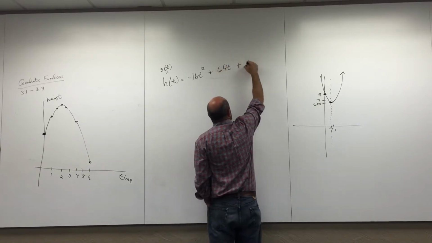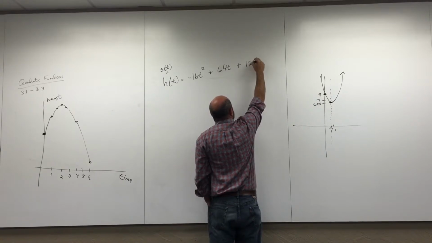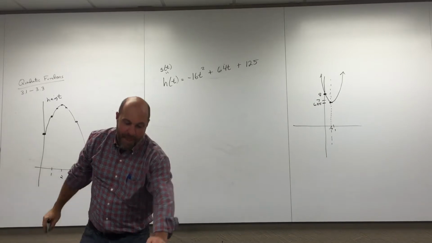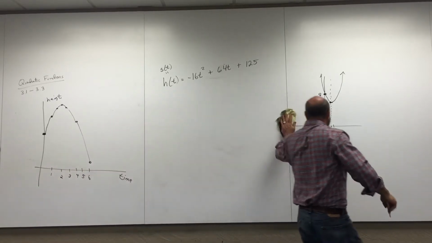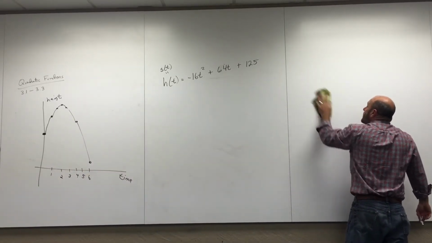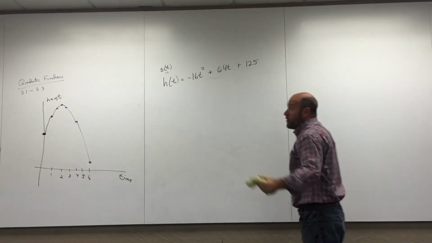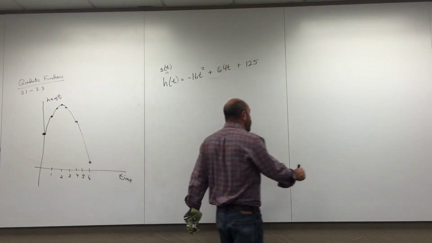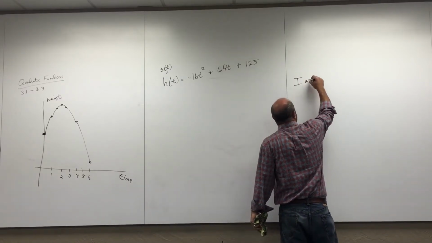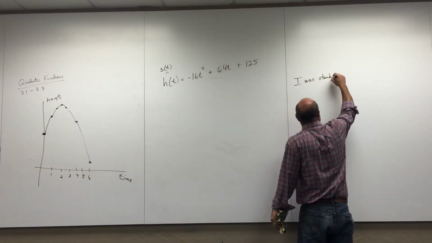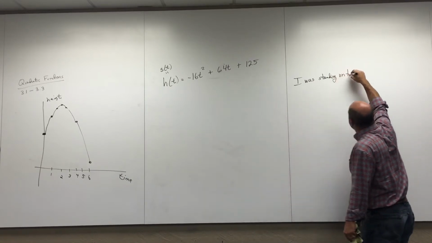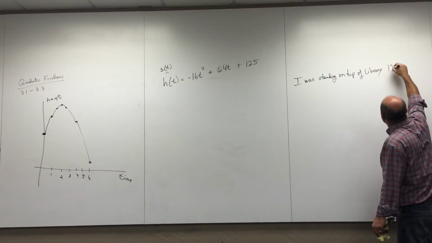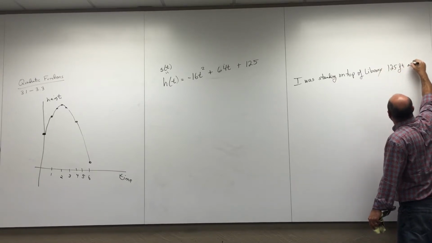64t plus 125. And that's the equation for a word problem. I might make up a word problem that says this: I was standing on top of the library, 125 feet above the ground.